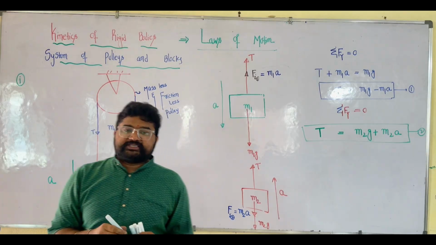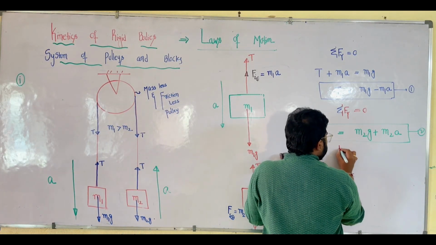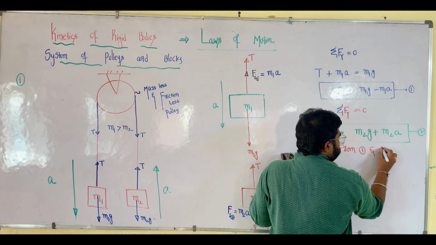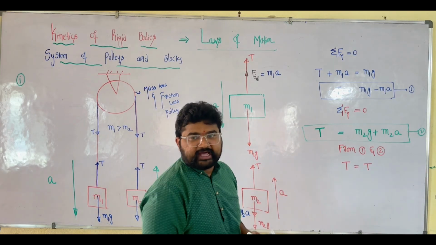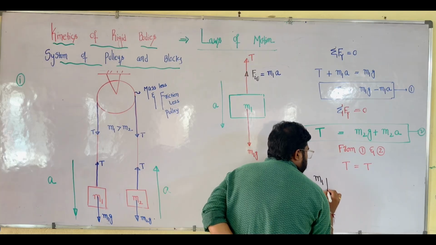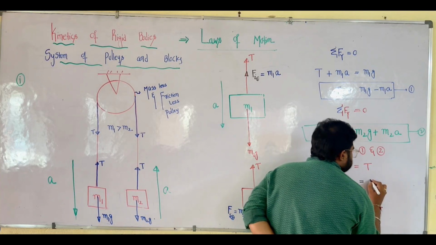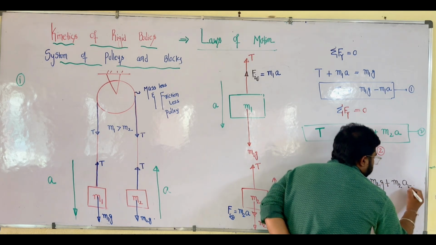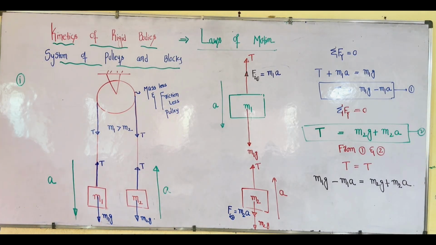Solve these two equations, you will get the answer. From 1 and 2, how to solve these two equations? From equations 1 and 2, what is obtained? T equal to T, you can write. Understood? Then what acceleration comes here? M1G minus M1A, that equals how much? M2G plus M2A. Fill it in.